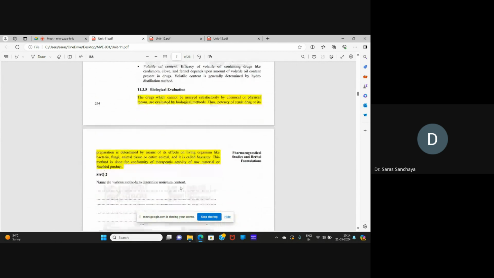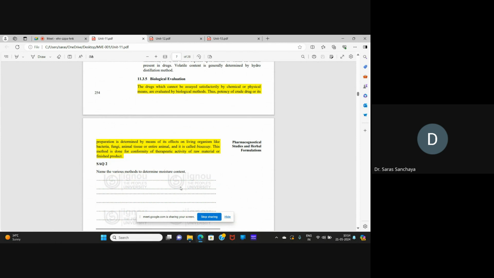Then biological evaluation. The drugs which cannot be assayed satisfactorily by chemical or physical means are evaluated by biological methods. Thus, potency of crude drugs or its preparation is determined by means of its effect on living organisms like bacteria, fungi, animal tissue, or entire animal, and it is called bioassay. This method is done for conformity of therapeutic activity of raw materials or finished products. So we can do biological evaluation also, like the effects on living organisms like bacteria, fungi, animal tissue, or entire animal. This is called bioassay.